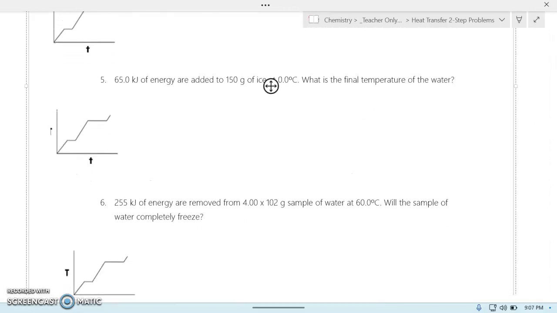Number 6, this is a typo. This should be 10 to the second power, not 102. So that is 400 grams. Just a little note there.